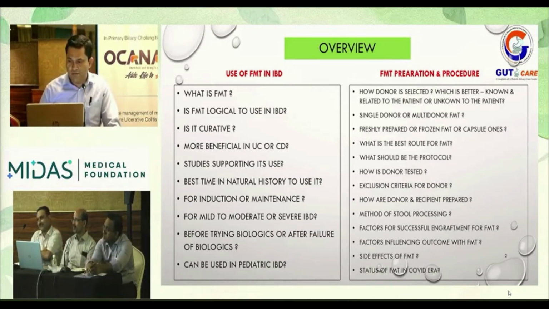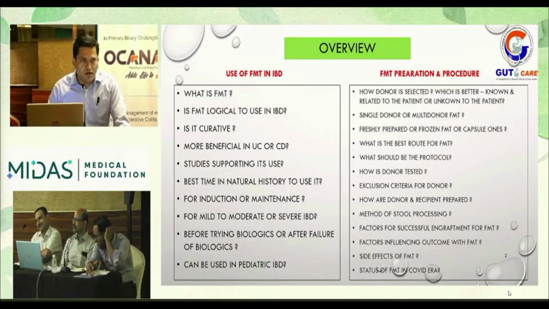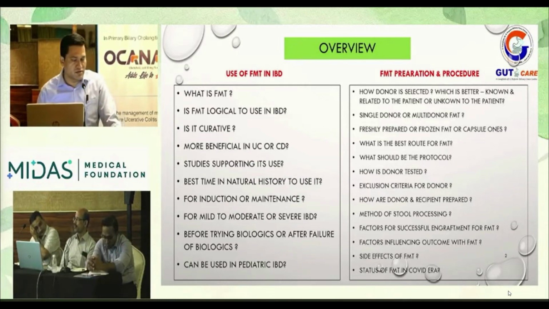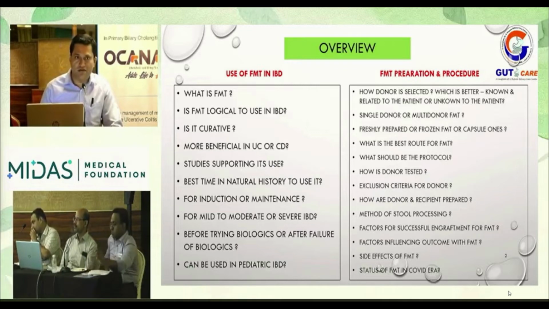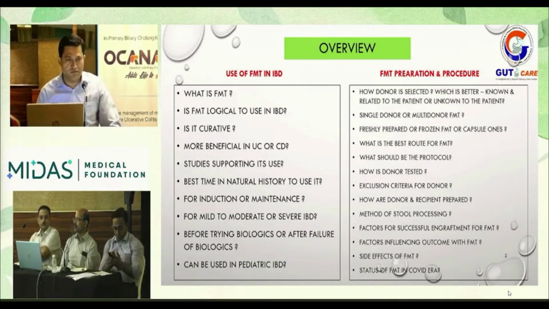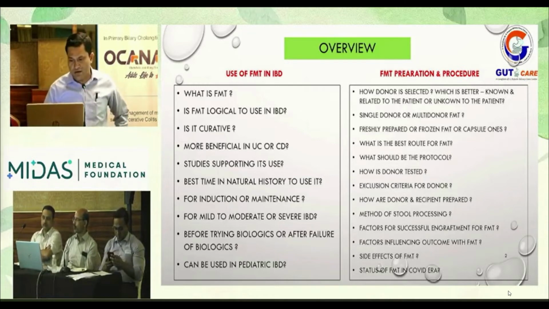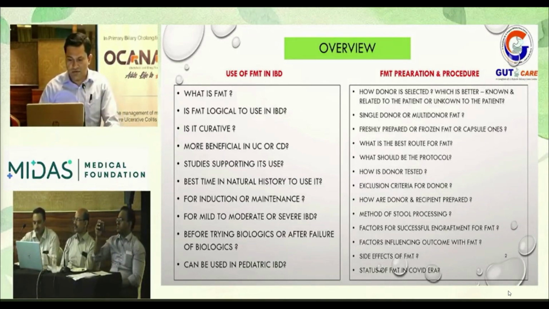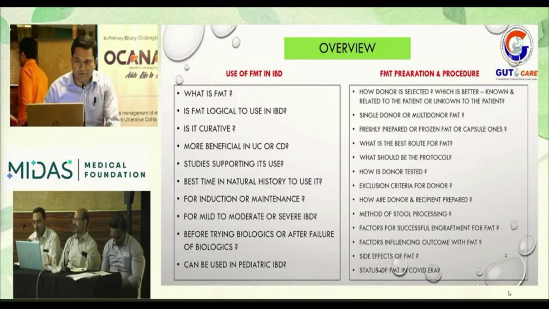The second section will cover the FMT preparation and procedure: how the donor is selected, whether the donor should be known or related or unknown, whether the donor should be a single donor or we should use multi-donor FMT, what is the best route for using FMT, what should be the protocol, how the donor and recipient are screened, what are the exclusion criteria, and what are the side effects of FMT.